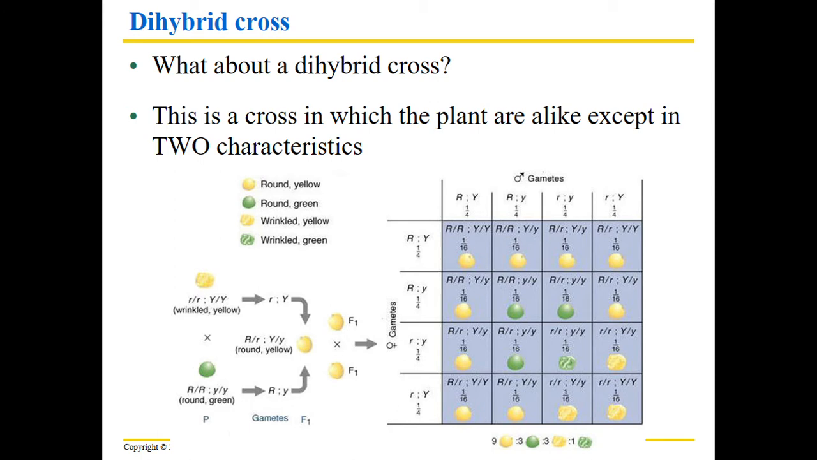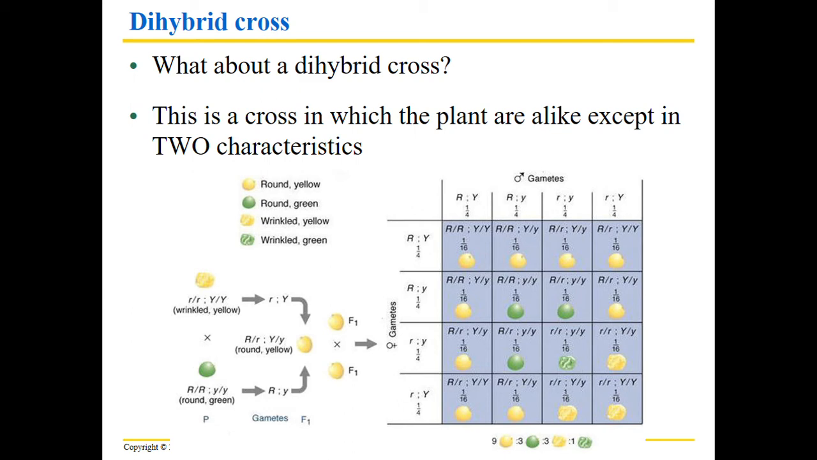So the first generation parent, for example, in this one, little r, big Y, the seeds are wrinkled and yellow. And they have 2 alleles for wrinkled and 2 alleles for yellow. So little r, big Y. The others are round. They've got 2 alleles for that, big R, and they are green, so little y. So the capital R means round, the little r, wrinkled, the big Y, yellow, the little y, green.